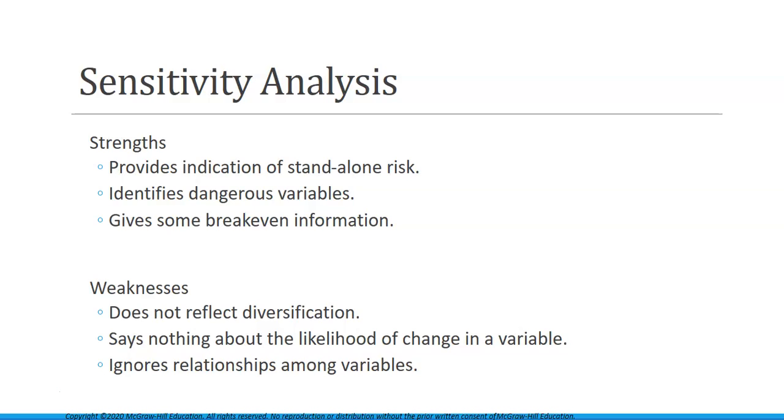Weaknesses are it doesn't reflect diversification of our information or our product line. It ignores relationships among variables. So, how do our variable costs affect our sales price? And if there's a relationship, it says nothing about if it is likely or not to change a variable.